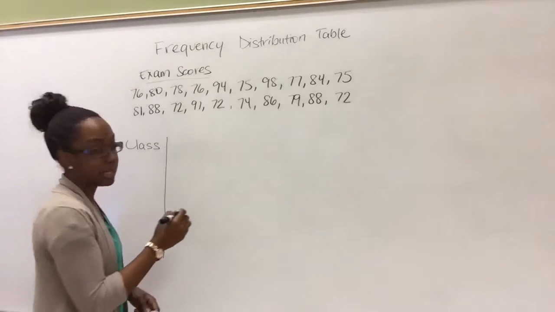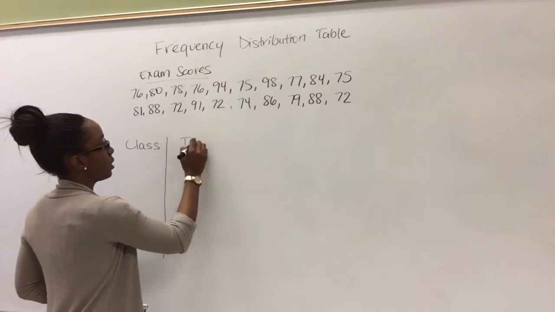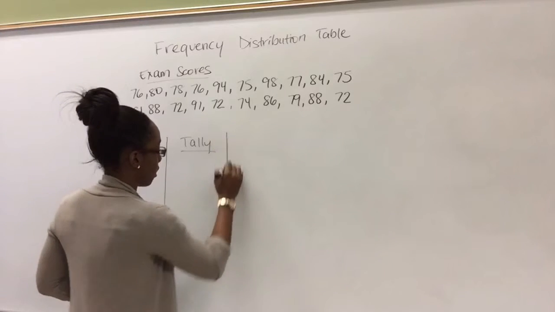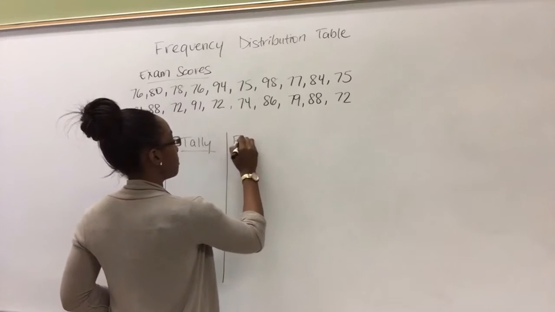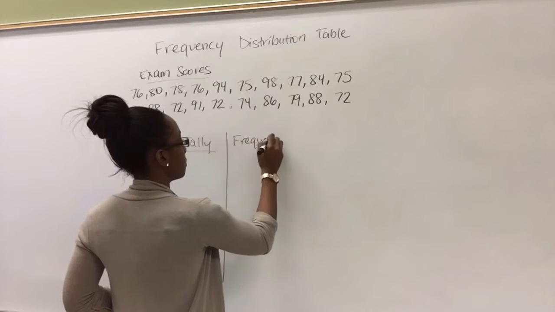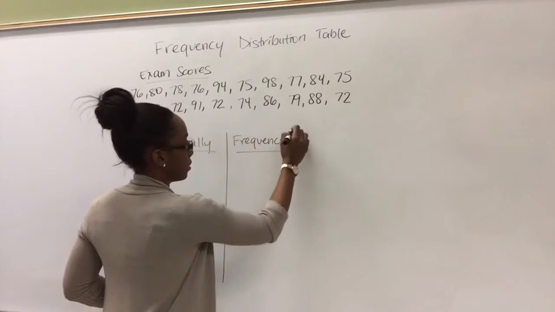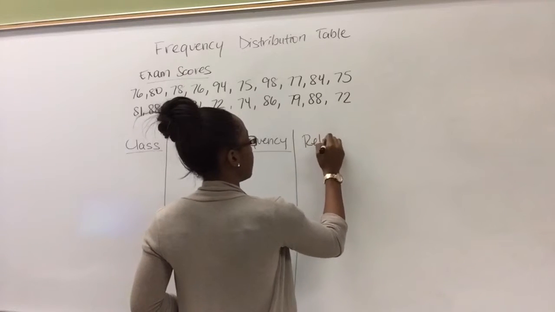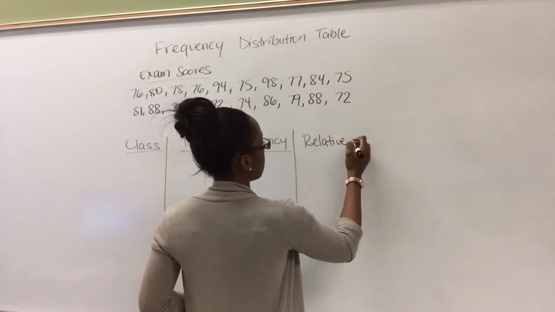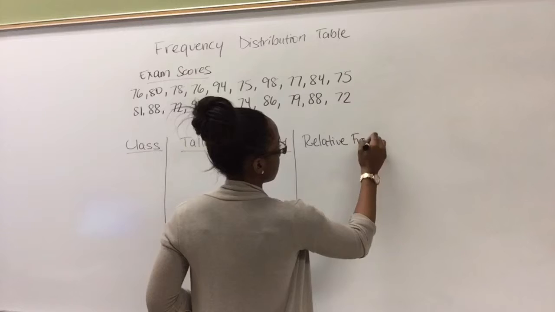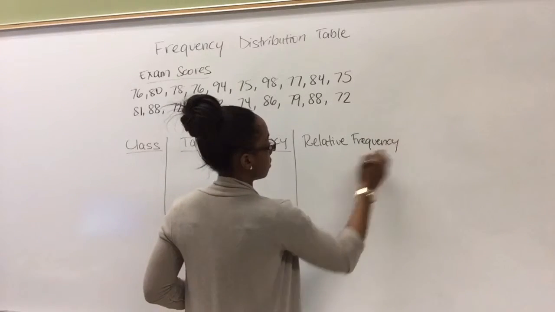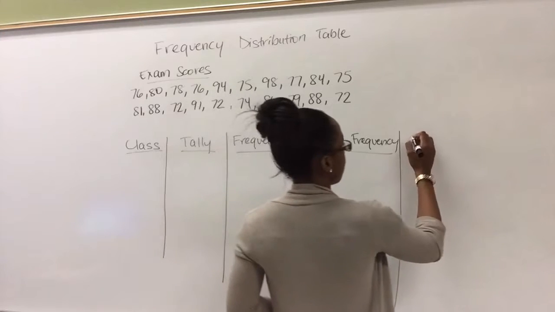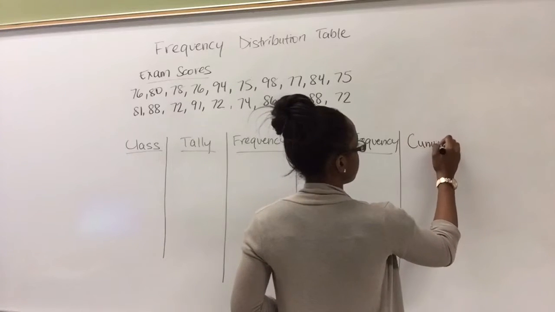The first column would be classes. The second column would be tally. The third column would be frequency. The fourth column would be relative frequency. And the fifth column would be cumulative frequency.